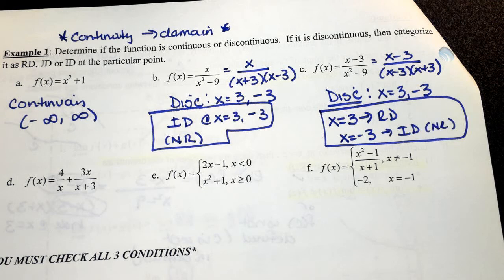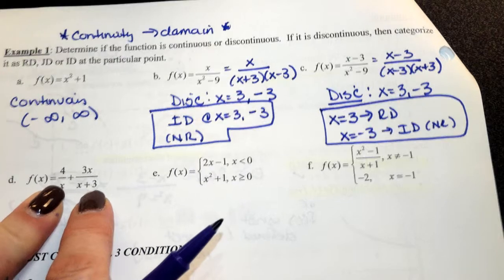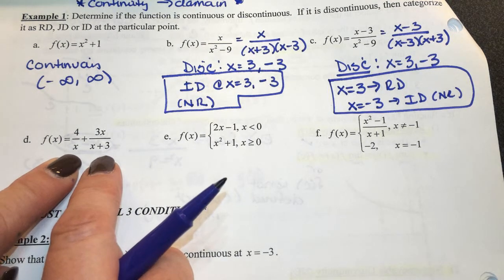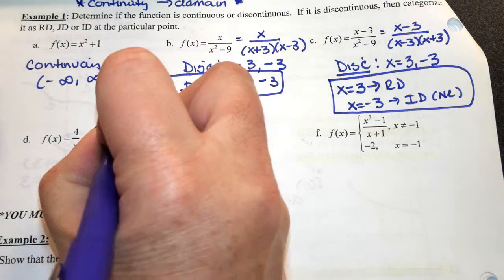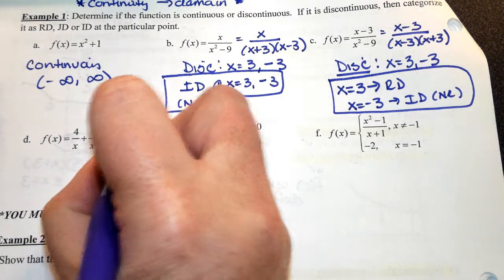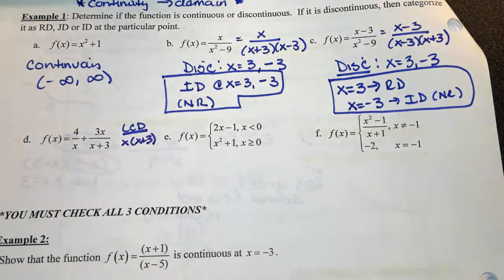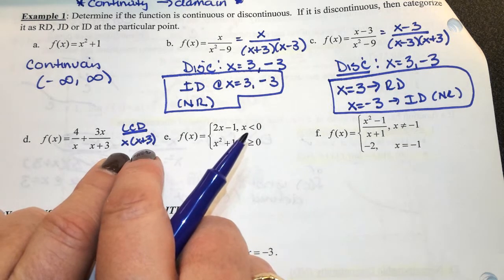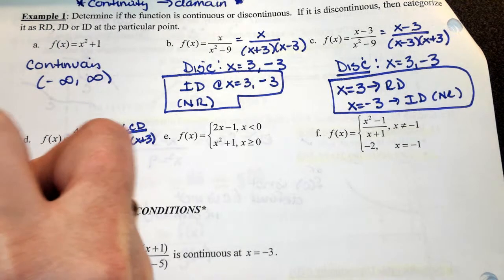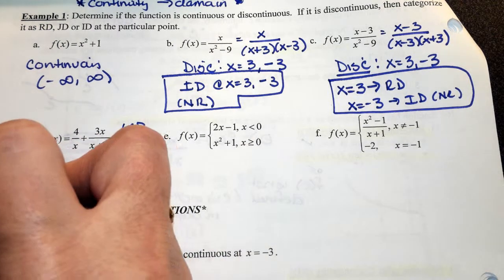So now let's take a look at D. Again, I've got two fractions here. I know that I could combine this into one single fraction, but what's the least common denominator going to be for these two fractions? Your least common denominator will be x and x plus 3. If I was to add these two fractions together, I would end up with an x and an x plus 3 in the denominators. Do you agree with that? So then where's the discontinuity going to occur? At x equals what?